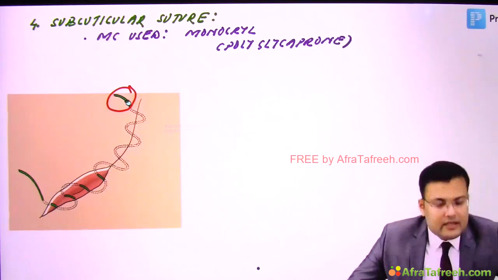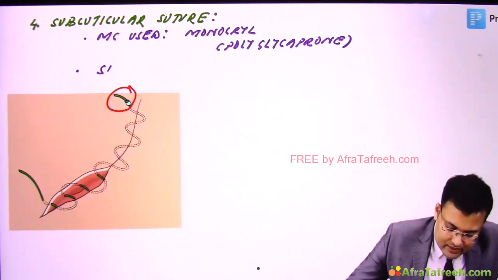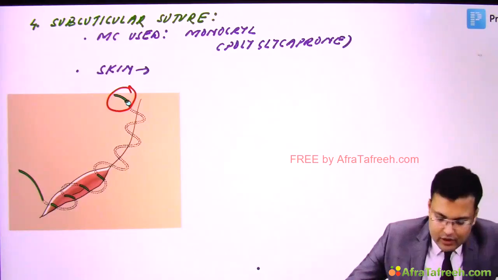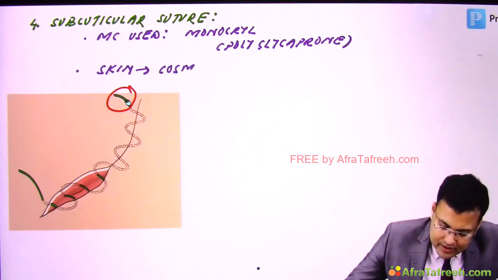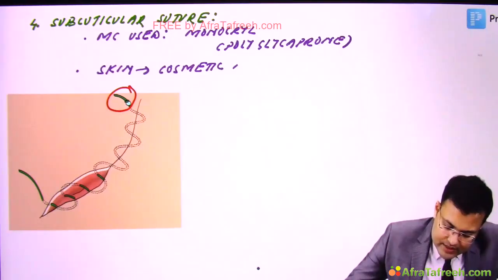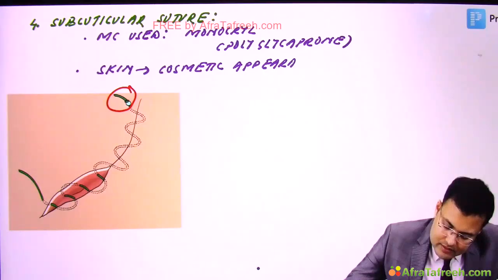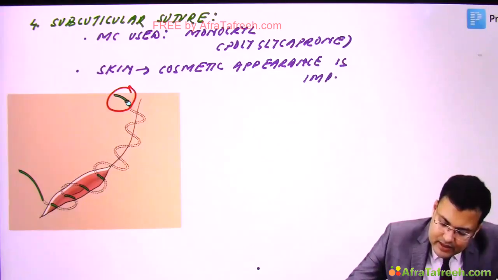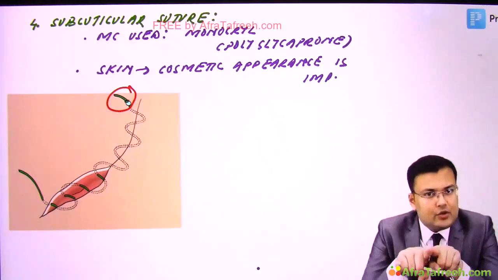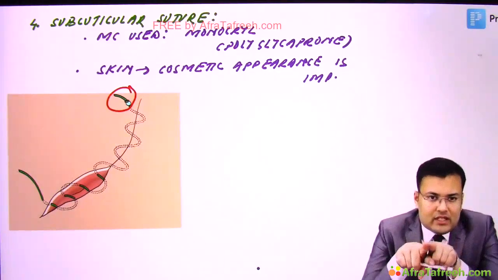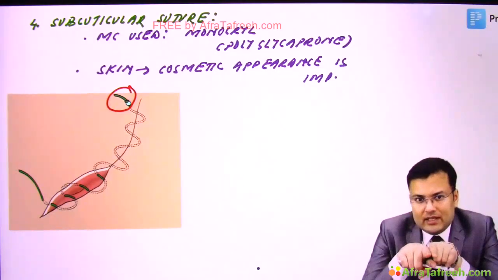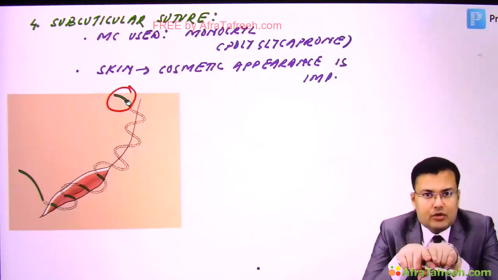Clear? And it is specially used in the skin where cosmetic appearance is important. Okay, what is a prerequisite here? That here the edges should be approximated. So the skin edges should be approximated, then only we are going to take the subcuticular suture.